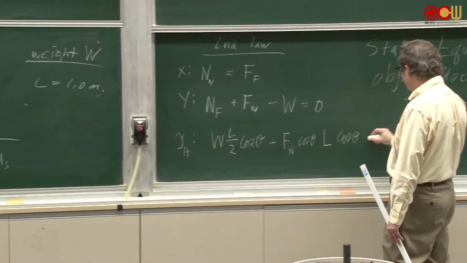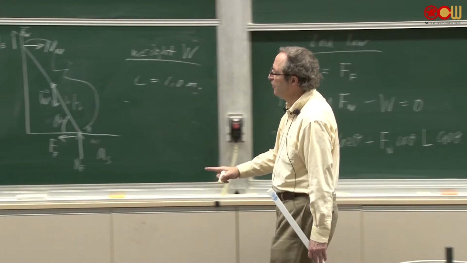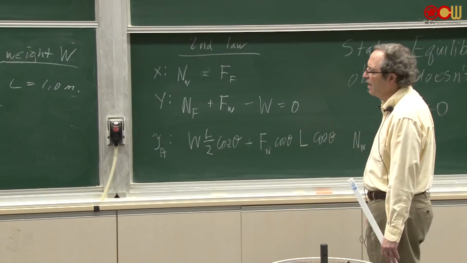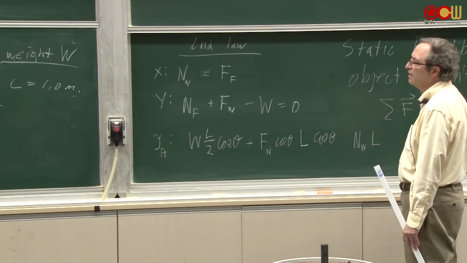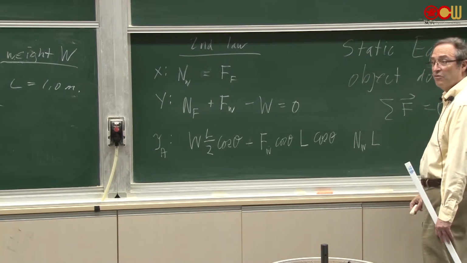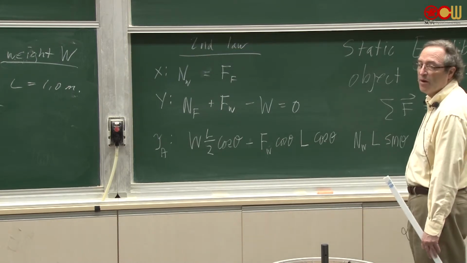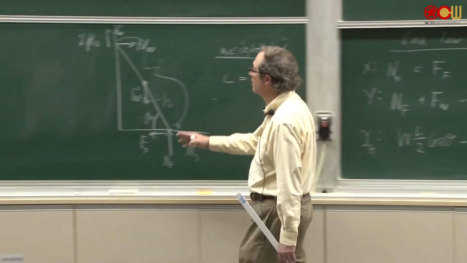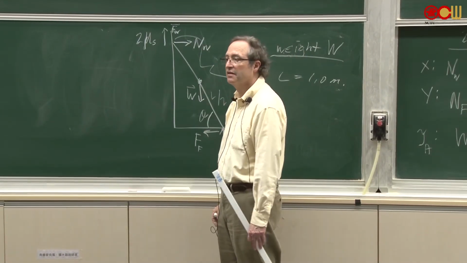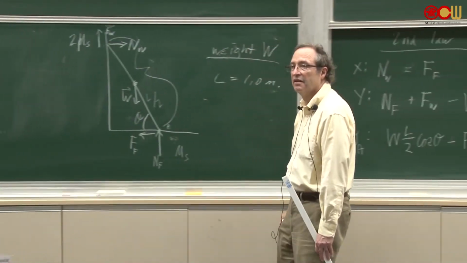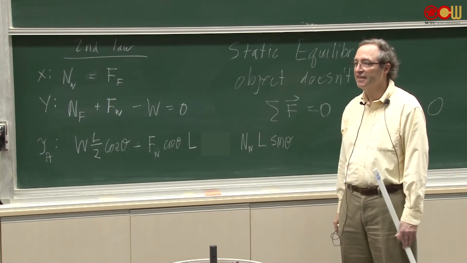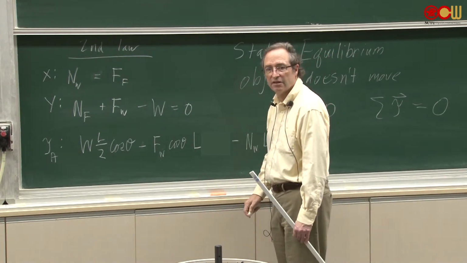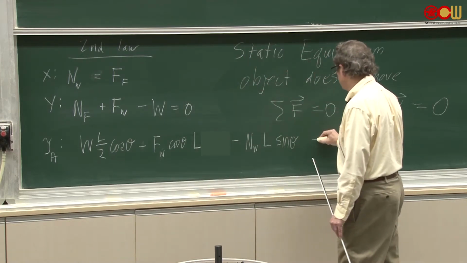What about the wall force? This force. So that's N wall times L again. But this time it's what? Sine theta? Is that right? And is it positive or negative? Is this force trying to make it go clockwise or counterclockwise? It's clockwise, so that's minus, right? All right, so that has to equal 0.